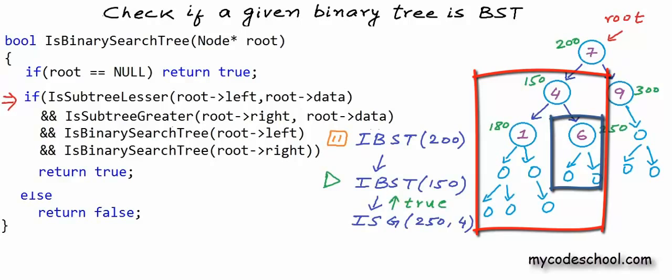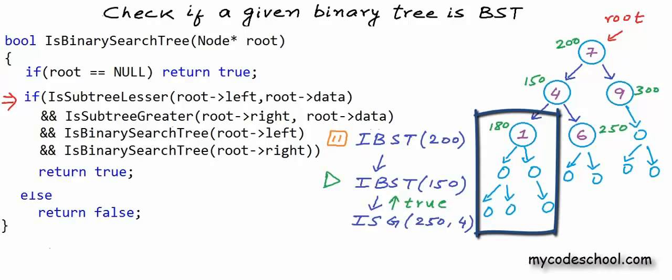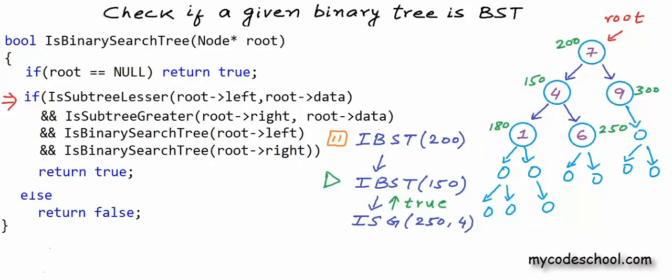So all in all, during this whole process, there will be a lot of traversal. Data in nodes will be read and compared multiple times. If you can see, all nodes in this particular subtree will be traversed once in the call to isBinarySearchTree for 200, when we will compare the values in these nodes with 7, and then these nodes will once again be traversed in the call to isBinarySearchTree for 150, when they will be compared with 4. They will be traversed in the call to isSubtree lesser. All in all, these two functions, isSubtree lesser and isSubtree greater, are very expensive. For each node, we are looking at all nodes in its subtrees.